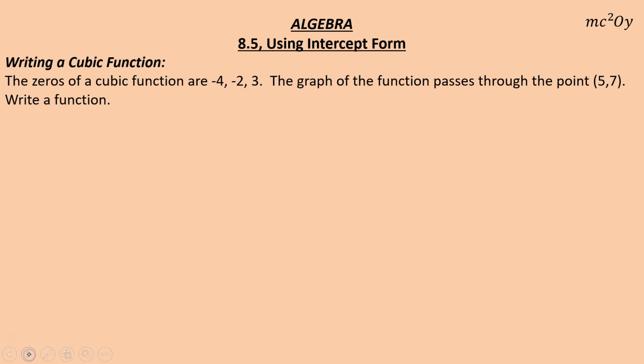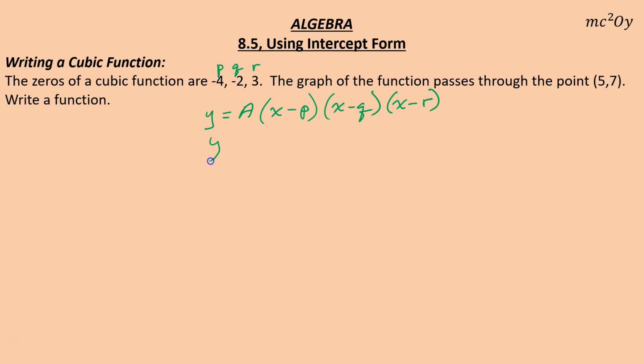The last thing we can do is write a function using the zeros of a cubic. The zeros of a cubic are negative 4, negative 2, and 3. The graph of the function passes through 5, 7. Write the function. Using intercept form, it's the same, x minus p, x minus q, and we just add one more: x minus r. So that's p, q, and r.